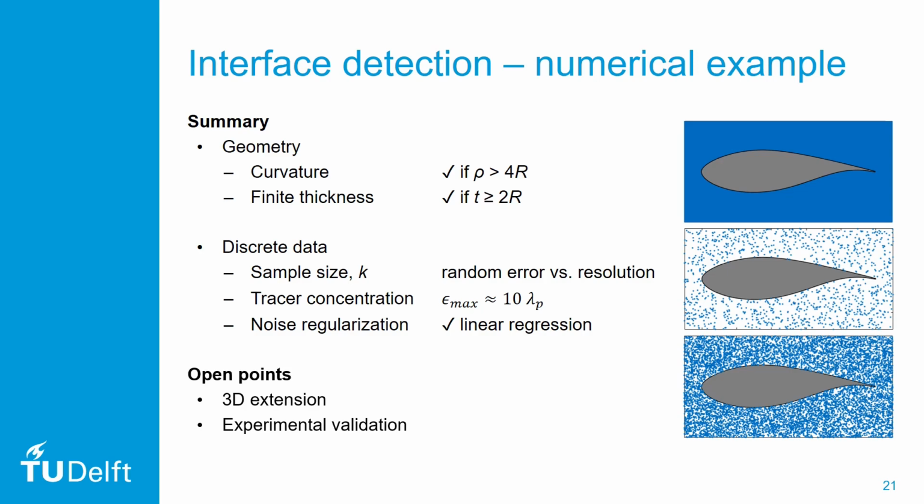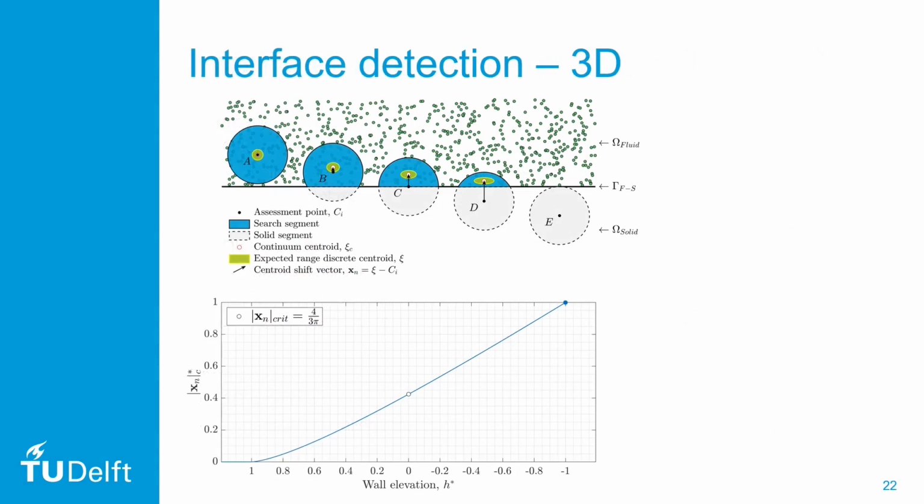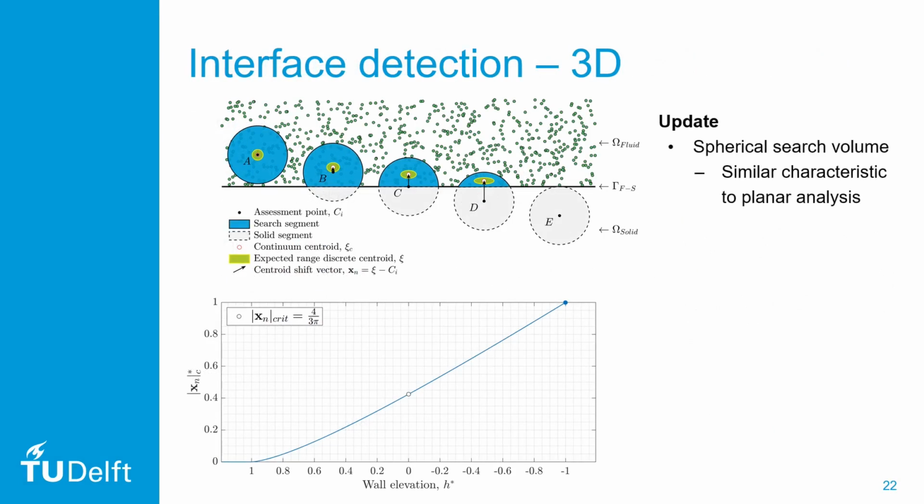Let's start with a 3D case. In fact, all we need to do is change from a circular search area to a spherical search volume and repeat our analysis. What we find is that the characteristics are very similar. The centroid shift in the continuum limit as a function of wall elevation h is slightly different, but it still increases monotonically, and we just need to update our critical value from 4/3 pi to 3/8. So let us take a look at an experimental case.